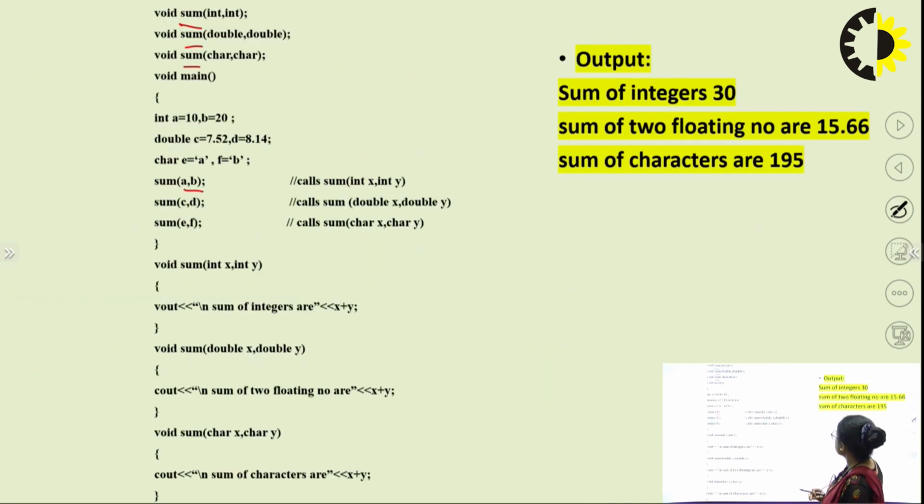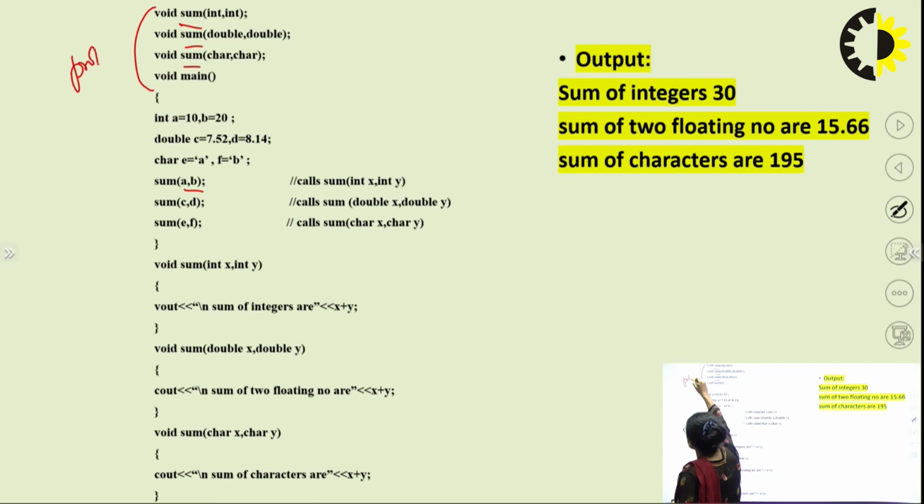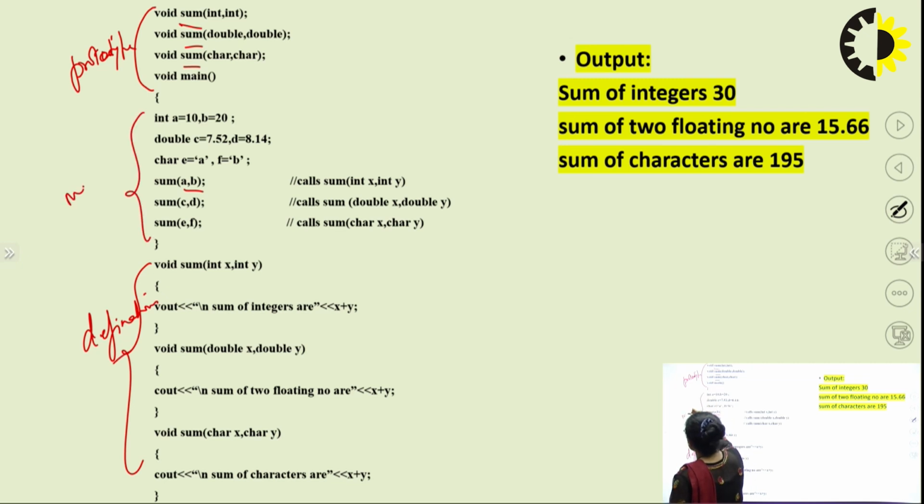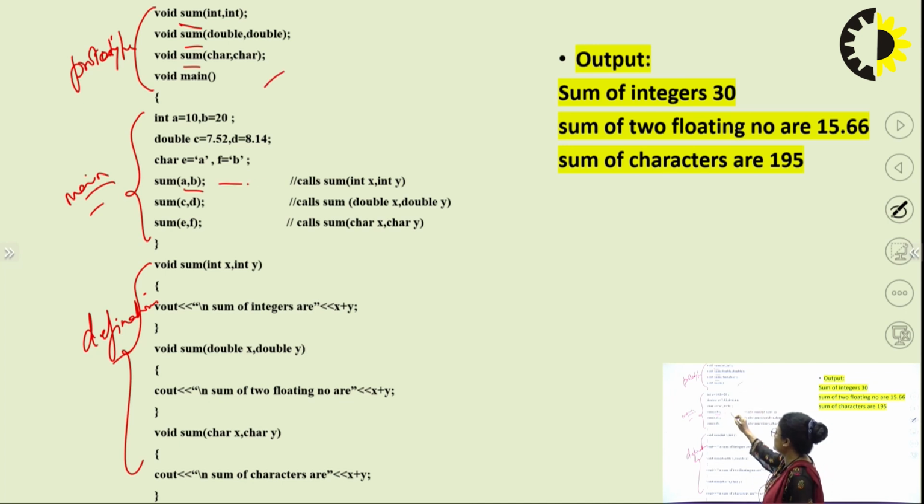If you look at this, this is the function prototype, where the functions are declared. These are the function definitions, and this is your main program. Once the main program is called, first sum of a and b will be called. A and b are integers, so the first output will be sum of a and b are integers.